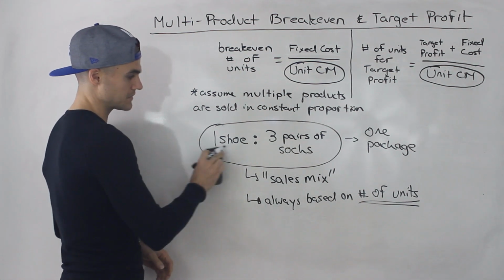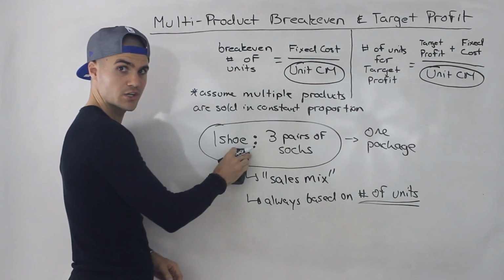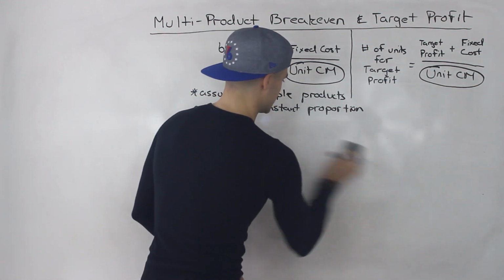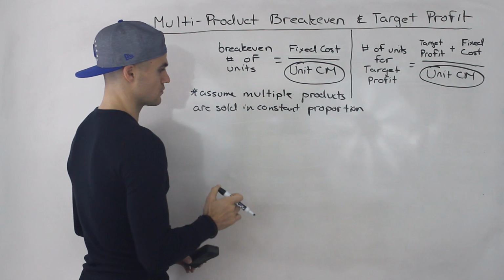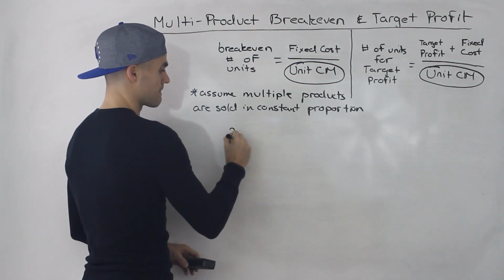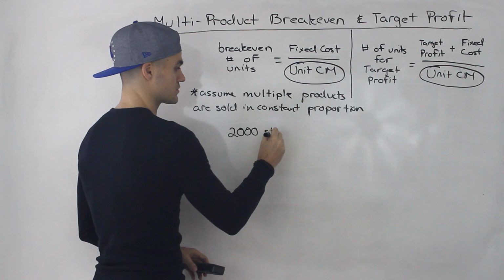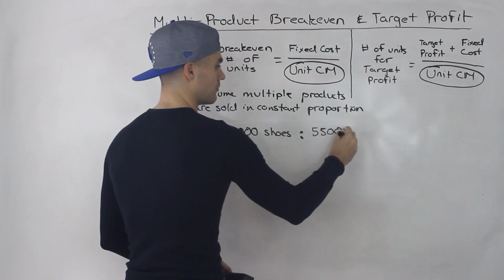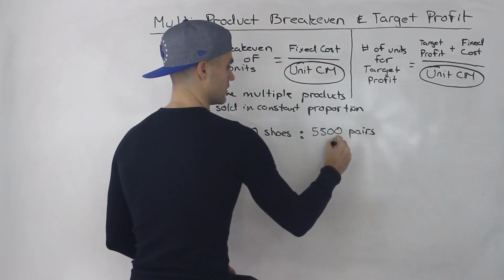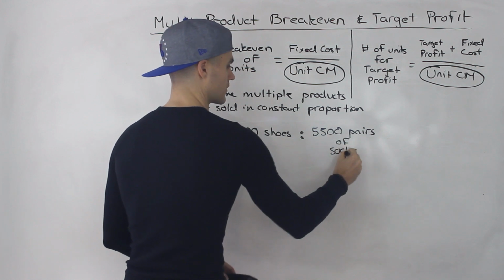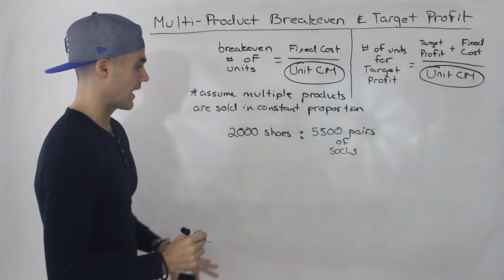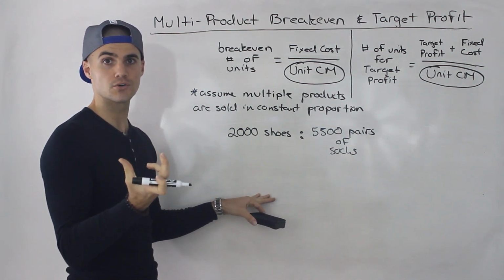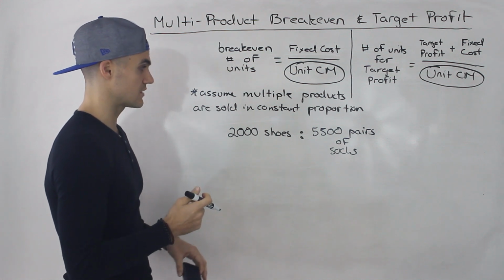Another thing I want to mention is sometimes they won't give you this reduced proportion here. You may have to reduce it yourself. So for example, instead of giving you 1 shoe to 3 pairs of socks, they'll say 2,000 shoes to, let's say, 5,500 pairs of socks. Right? So they'll give you bigger numbers like this. And what you have to do is you need to reduce this to the most simplified ratio, simplified proportion, simplified sales mix as you can.